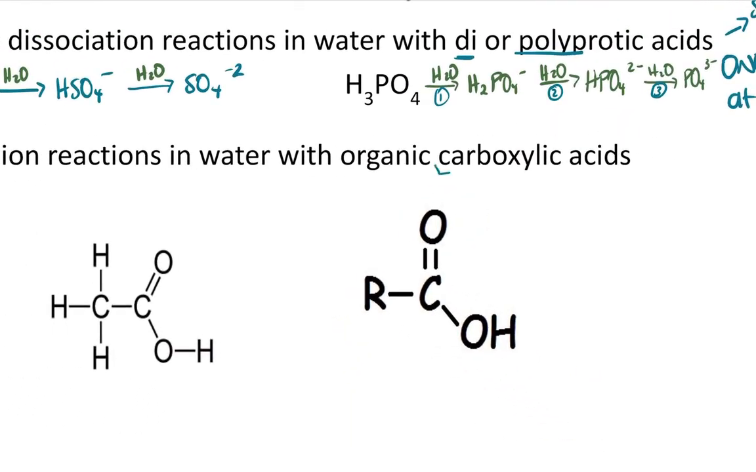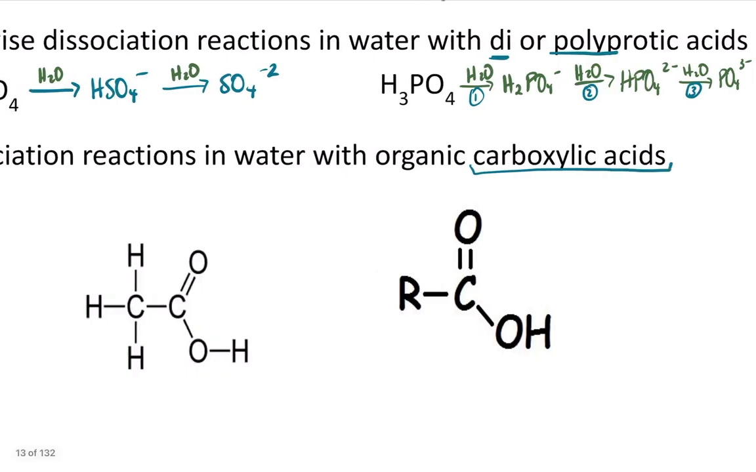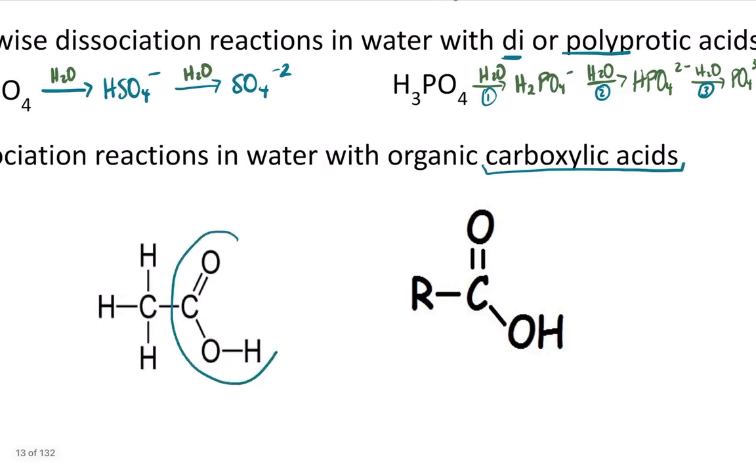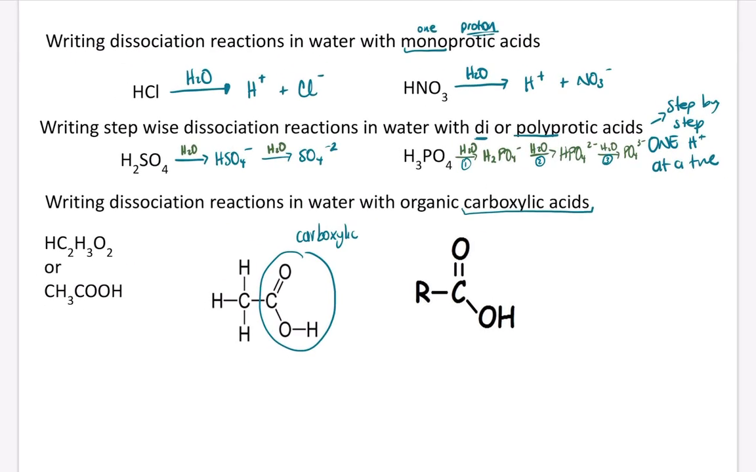When we have a carboxylic acid, we're talking about an organic compound that has the carboxylic functional group. And this makes this an acid. You're going to often see for organic compounds where we use R to represent a carbon-hydrogen chain. And this can be any chain that has just carbon and hydrogen.